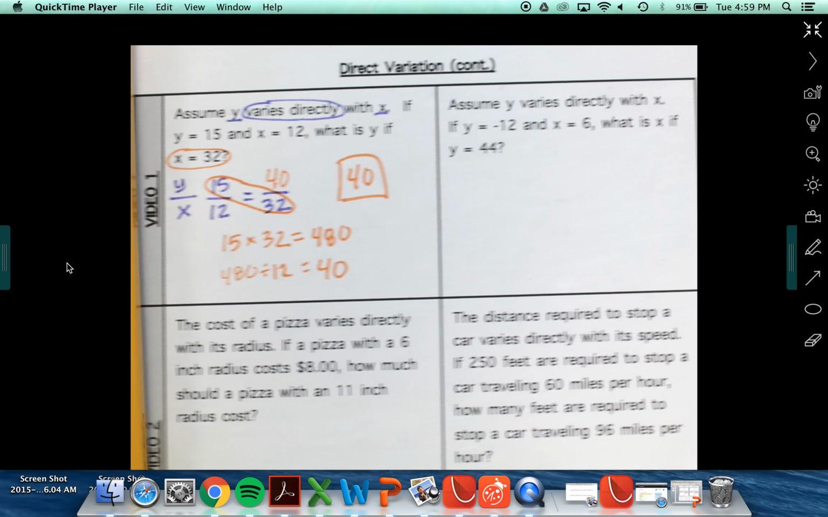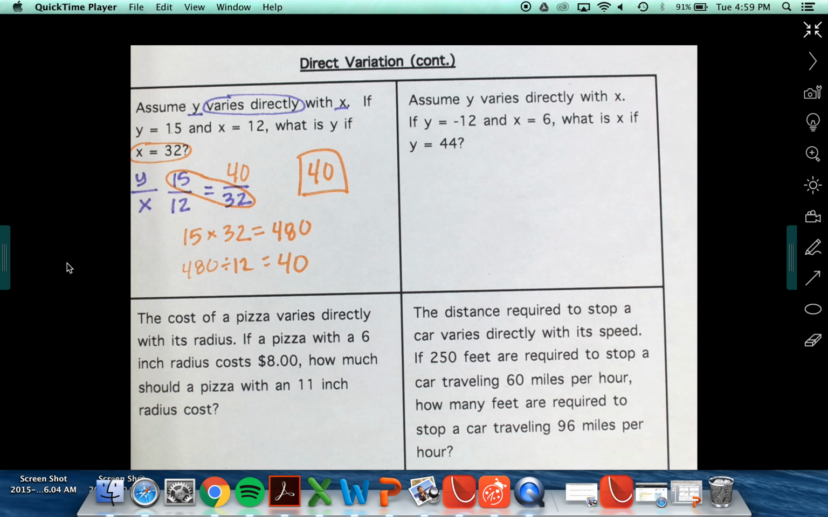Okay, next example. If you don't need this, then go ahead and stop the video and move on. If you do need it, keep watching.